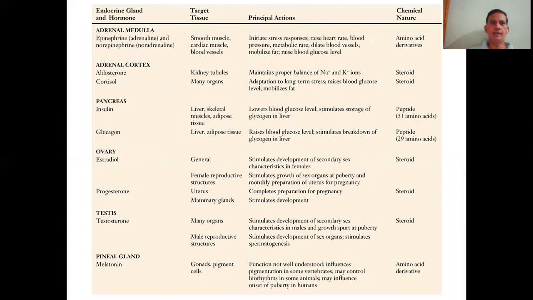So another gland is the adrenal medulla. This secretes epinephrine, which is also called adrenaline, and norepinephrine. So the target is smooth muscles, cardiac muscles, and blood vessels. So the major actions which are under the control of these hormones is it initiates stress response. It raises the heart rate, blood pressure, metabolic rate, and dilates blood vessels. It mobilizes fat and raises blood glucose level.